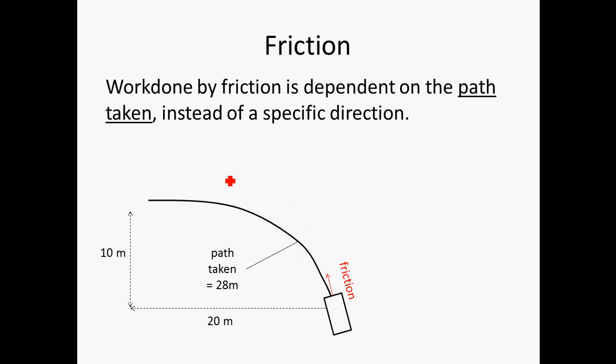Because the direction of friction always changes, at every point in time, the work done is the direction of the friction multiplied by the path that it takes for that moment. So because this path is changing all the way, the distance moved by friction is 28 meter. That means that the distance d used to calculate the work done by friction is 28 meter, not 20 meter, not 10 meter.